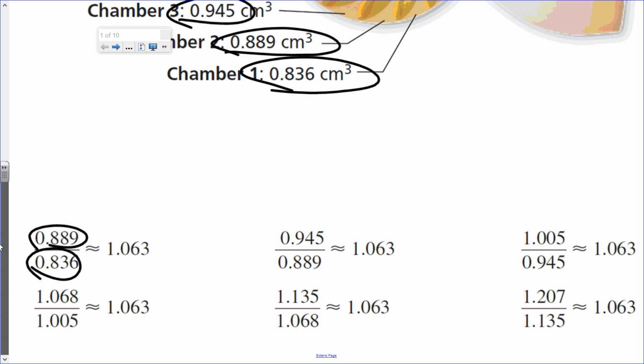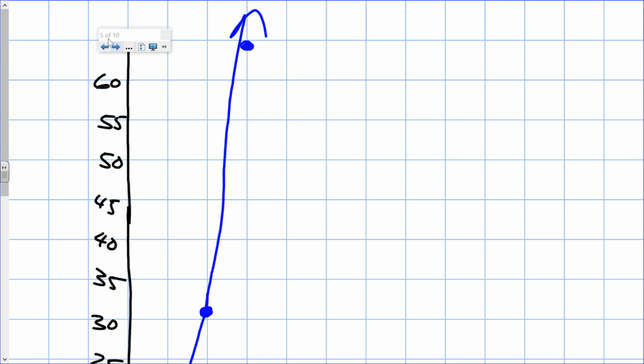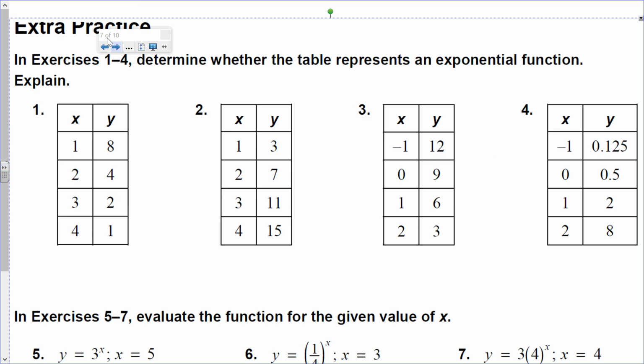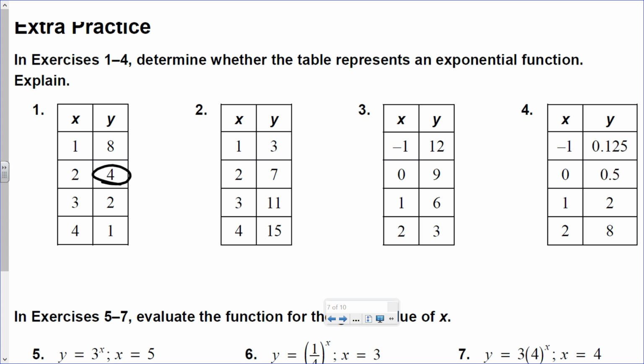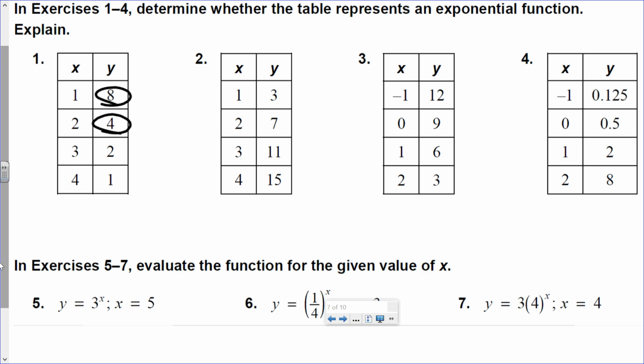Now, notice how they all became the same ratio. The fifth divided by the sixth, the same ratio. The seventh divided by the eighth, and so on. Now look at your paper in front of you. Look what it says for number 1 on this extra practice sheet. It says, determine whether the table represents an exponential function. Okay, well, I'm going to take the second value divided by the first to see what happens. So on your paper, I'm going to write 4 divided by 8, and let's see what I get. I'm going to divide that with my calculator.